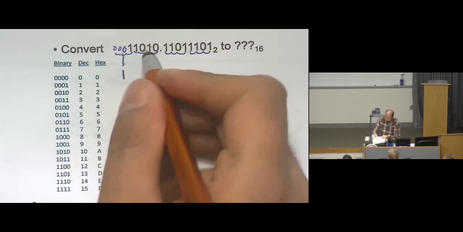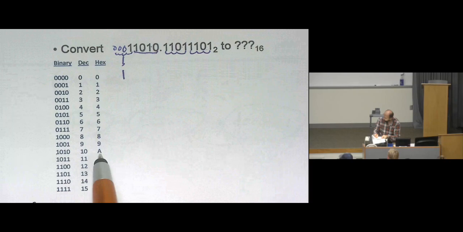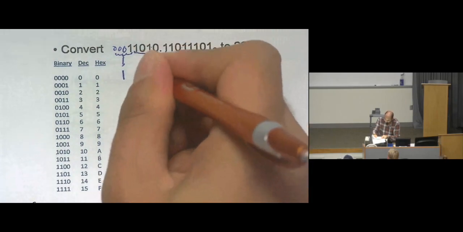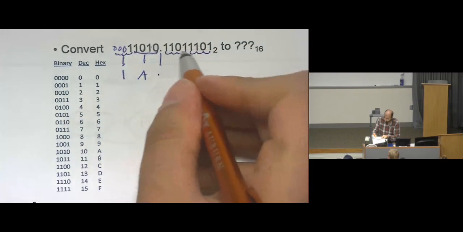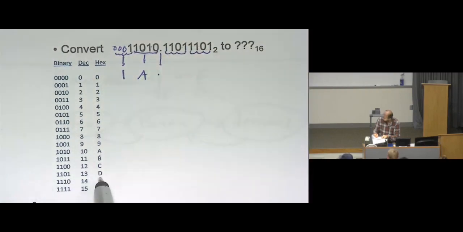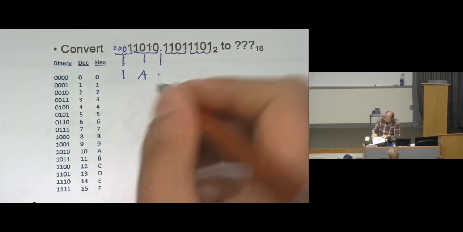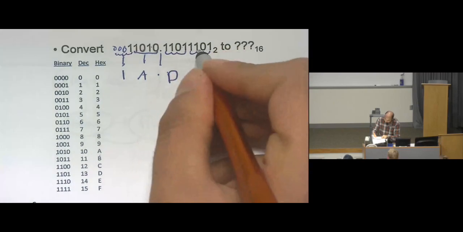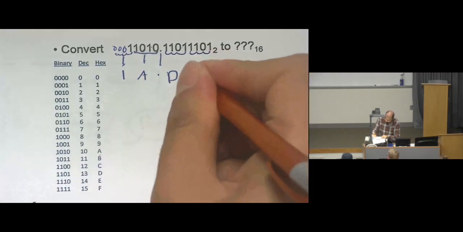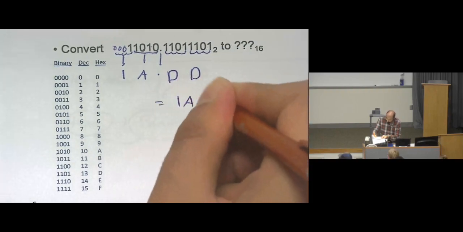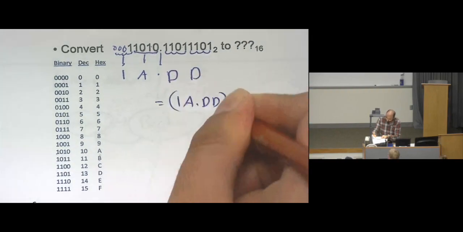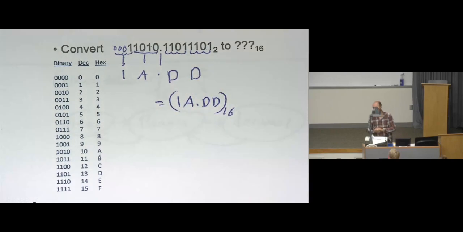1010 is equivalent to A. The decimal point stays as is. 1101 is equivalent to D, and the next 1101 is also equivalent to D. So as a result, it will equal 1A point DD. This is the hexadecimal. Clear? Any questions?